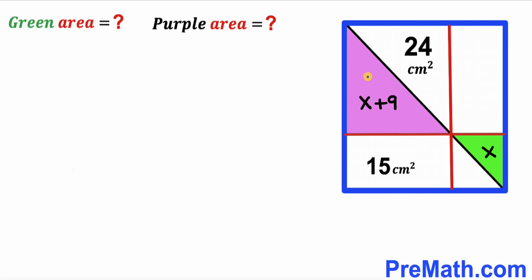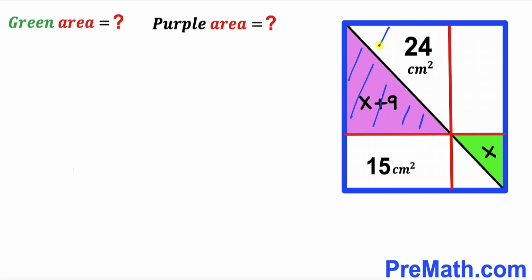And now we can see this is the diagonal for this square. So that means this area, which is x plus 9, is going to be equal to this part of the area. If this area is x plus 9, then this triangle area is going to be x plus 9 as well. And likewise for this tiny square, if this area is x, then this triangle area is going to be x as well.